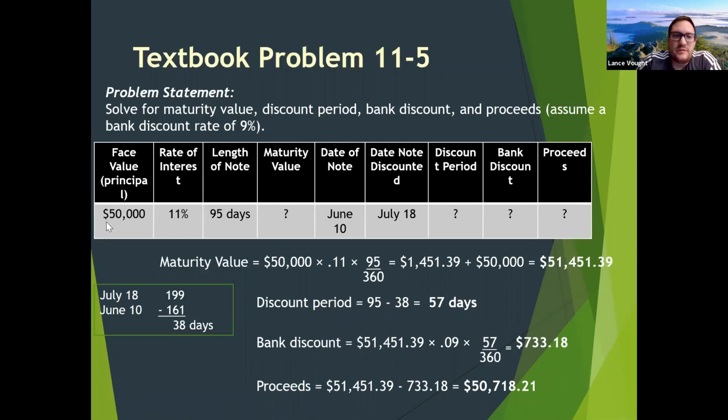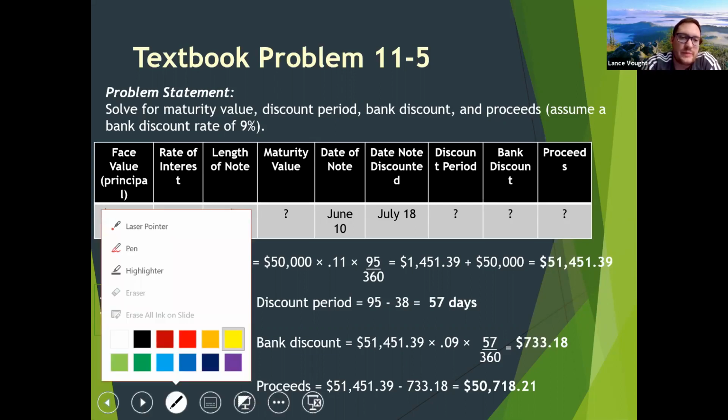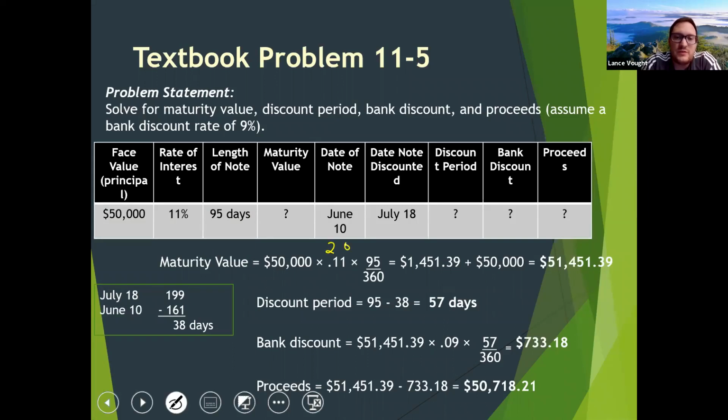Let's say that you have a $50,000 loan, interest rate is 11%, the length of the note is 95 days, and then the note is discounted on July 18th. So we want to know what the discount period is. Well, if there's 20 days at the end of June and there's 18 days in July, then that would be 38 days. Well, actually, it's not 38 days, it's 95 minus 38, which would be 57.